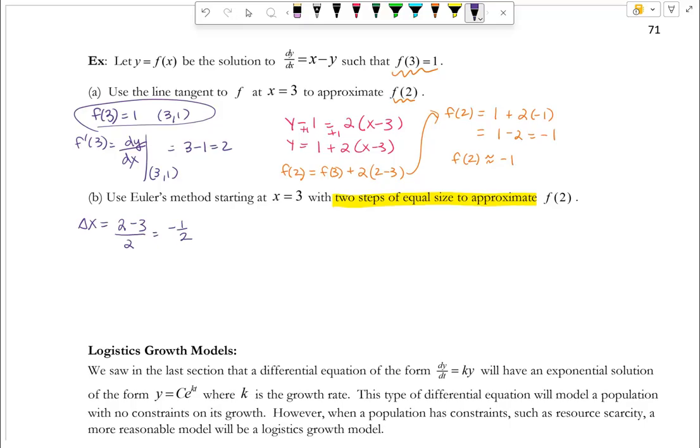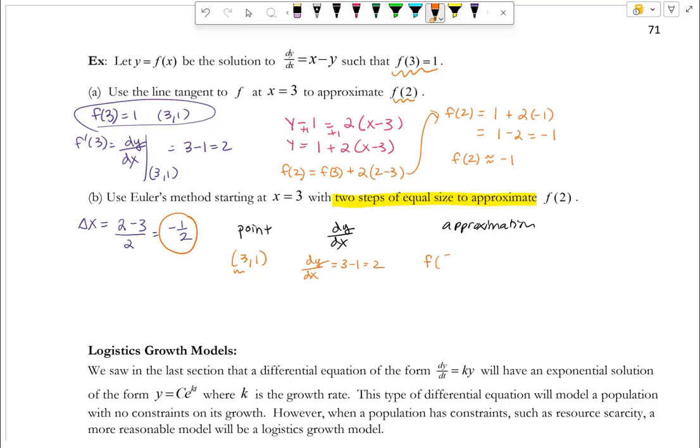So again, I want to keep track of my original point, I want to keep track of dy dx, my slope, and I want to keep track of my approximation. All right, so our original point again is that point (3, 1) that we were given. When we plug that into dy dx, that's just x minus y, so 3 minus 1 is 2. And so for my approximation, remember, I'm not finding f of 2 yet. I'm applying delta x to my input 3. So 3 minus 1/2 is going to be 5/2.